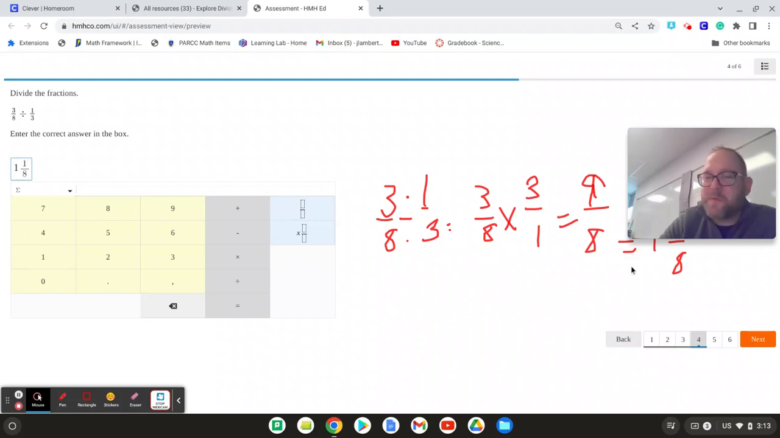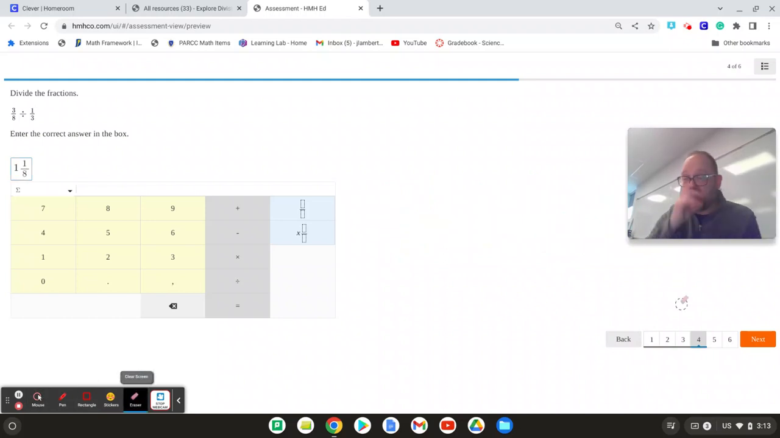There we go. 1 1/8. That's all you need to do there. See, that multiplicative inverse can be really stinking fast. That's why I like it. All right, you're going to try the next two. You're going to try these guys on your own. So we'll see how we do here.